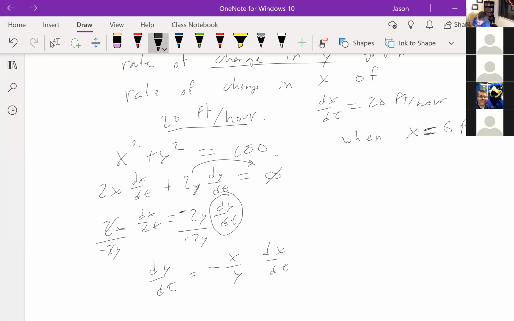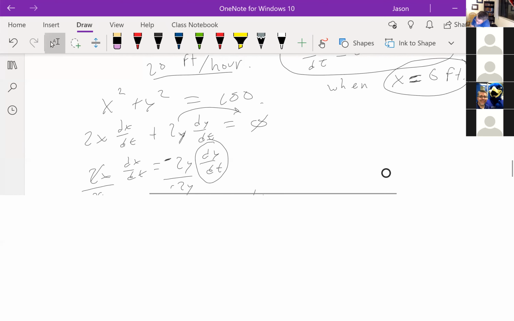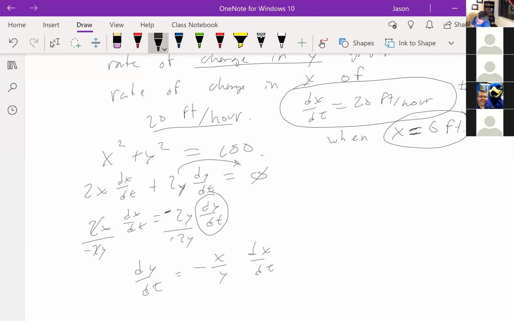So what we have to do is go back to the original. You see how this has an x, a y, and a dx/dt. We already know what dx/dt is, that's one of the pieces of information we know. We also know what x is. I said when x is 6 feet, dx/dt is 20 feet per hour. What I need to figure out is, what's y?